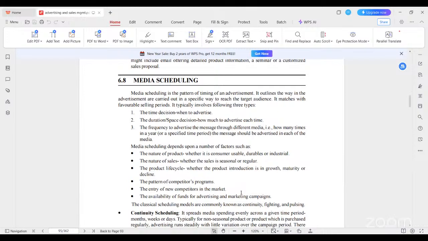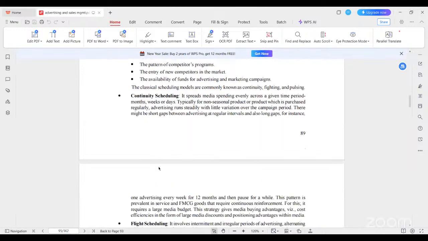Other than the classical scheduling, the methods are mainly known as continuity, flighting, and pulsing. So what is continuity scheduling? It spreads media spending evenly across a given time period, months, weeks, or days. Typically it is used for non-seasonal products, or products purchased regularly. Advertising runs steadily with little variation over the campaign period.